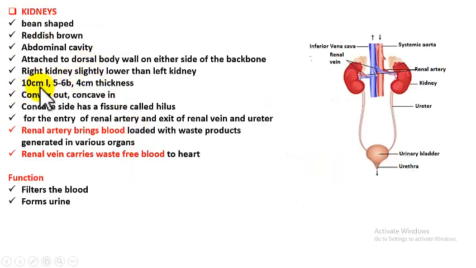Next, if you see the dimensions of each kidney, length it is 10 centimeters, breadth 5 to 6 centimeters, and thickness 4 centimeters. Now if you see the shape of each kidney, the outer surface is convex and the inner surface is concave. On the inner surface, that is the concave surface, there is a fissure. Fissure means cavity, called the hilus. So outer surface emo convex ga untundi, inner surface concave ga untundi. Concave surface lo oka chinna cavity laga untundi, danni emantarante hilus antaru. And hilus is the region where the blood vessels enter and exit.